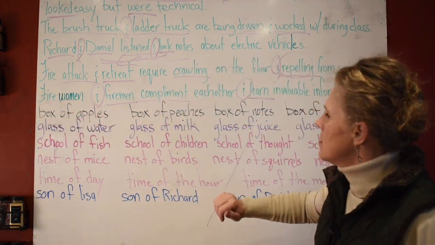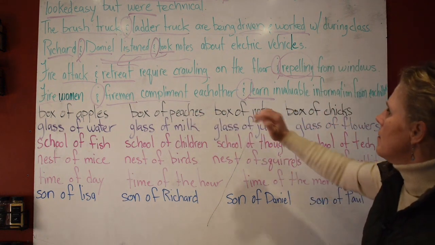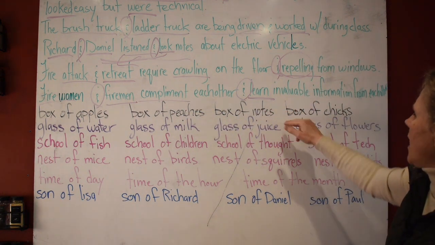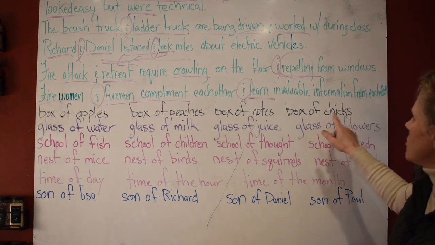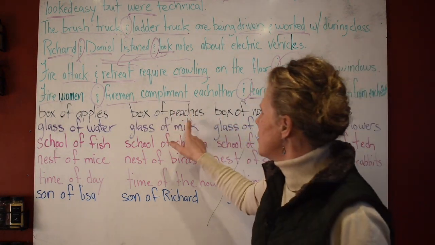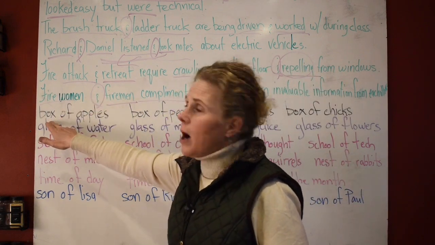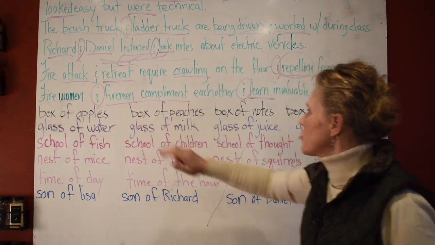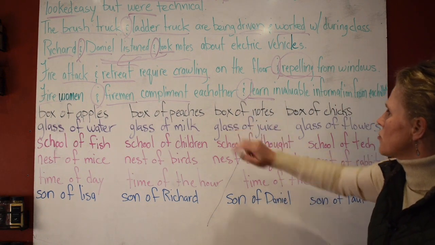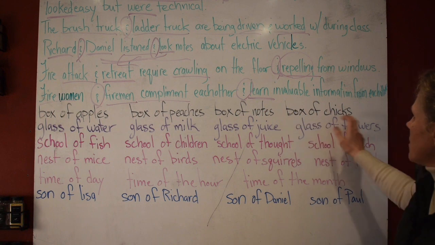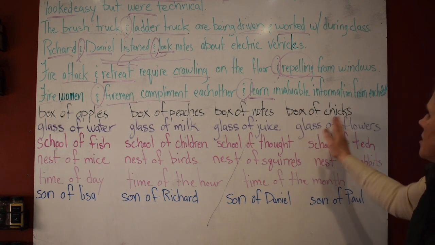So box of apples, box of peaches, box of notes, box of chicks. So see how you can use the same and then change them up. These are the nouns that go with of. And then of apples is describing box. Of peaches is describing box. Of notes is describing box. Of chicks is describing box. You have to have a word here for this to describe.